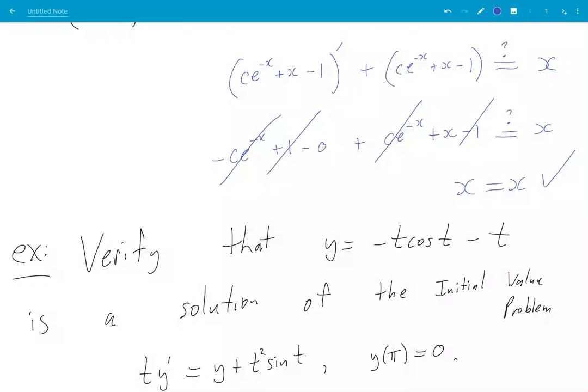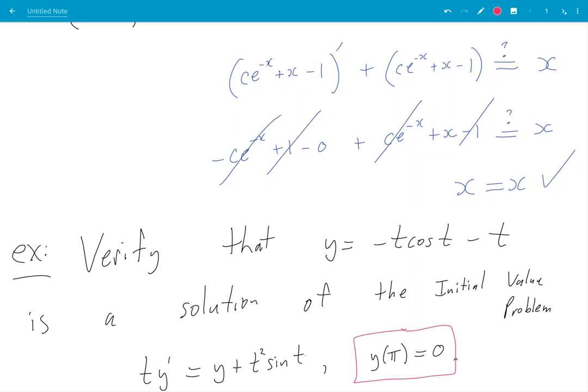Okay, pause and copy this next example. Pause and copy. Okay, so we're going to do an extra layer here. So we have a candidate, y, and we have a differential equation. We're going to throw in another test that this guy has to pass.